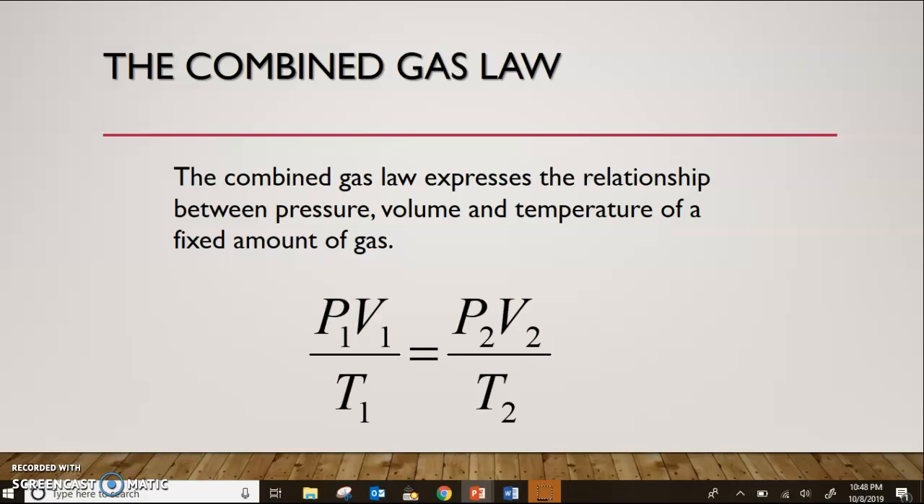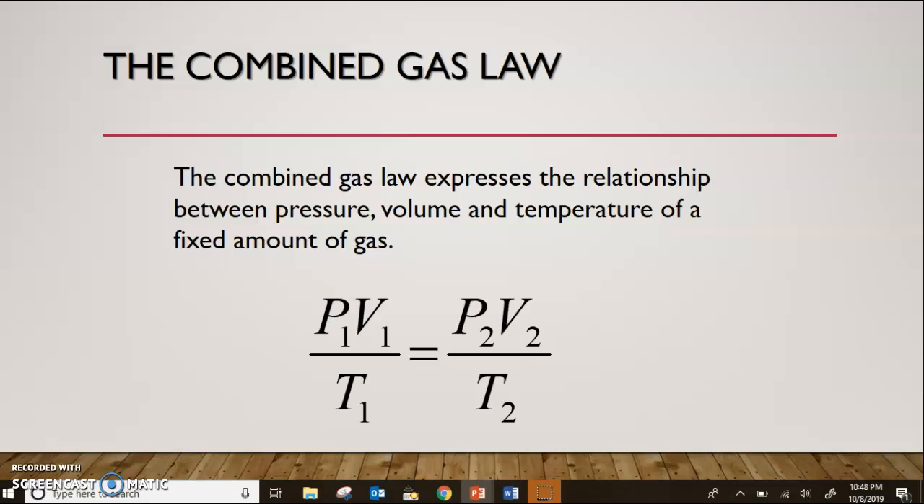So this is the combined gas law. I want to show you the combined gas law first before we talk about the 3 laws that make up the combined gas law. So P1V1 over T1 equals P2V2 over T2. As you'll see, it's called the combined gas law because it's a combination of 3 other gas laws. You really only need to memorize this equation, because if there's something, for instance, that you don't need, you can actually cross it out.